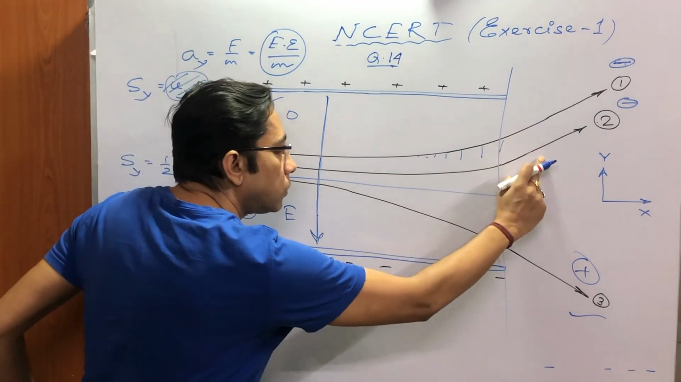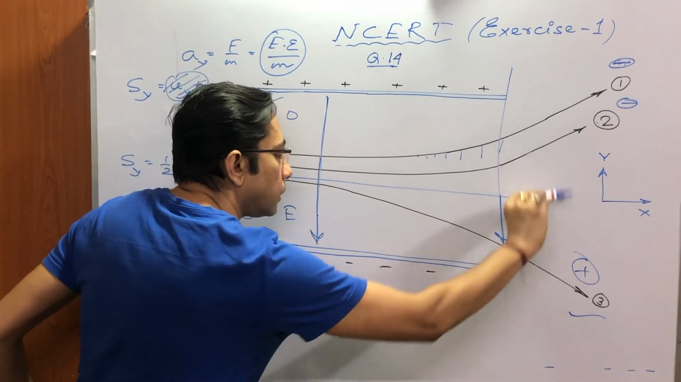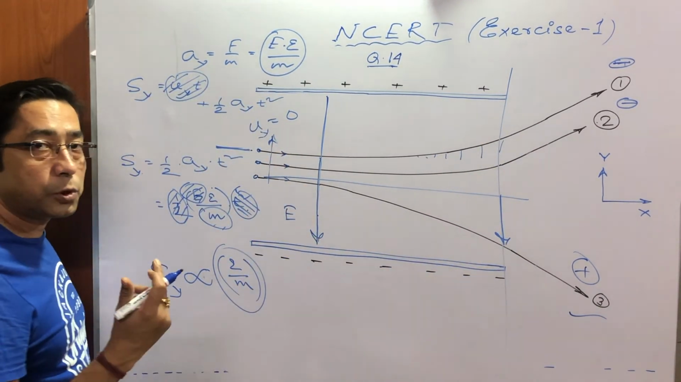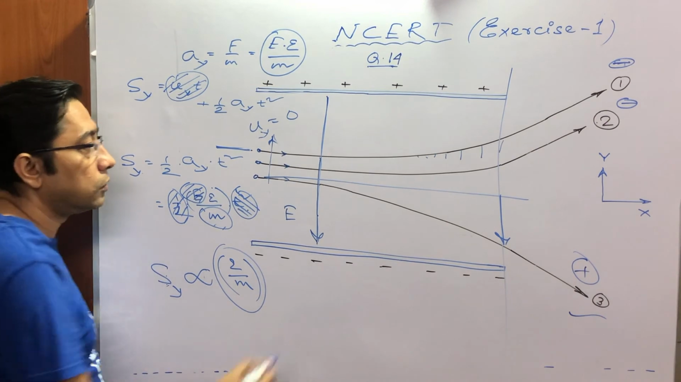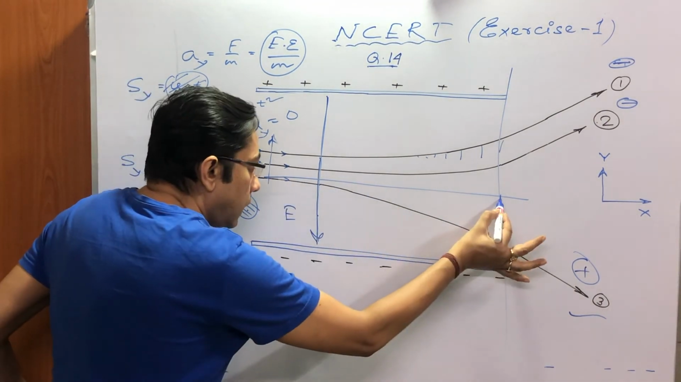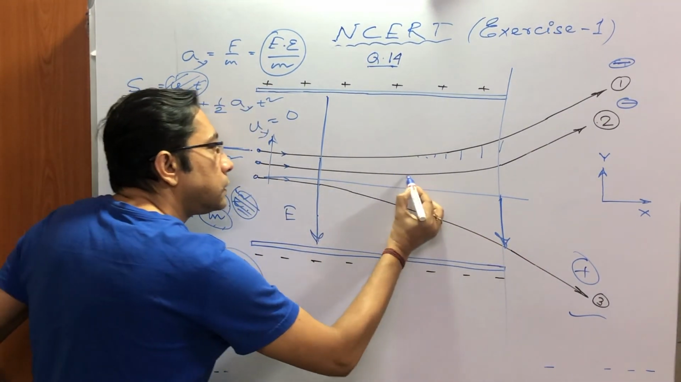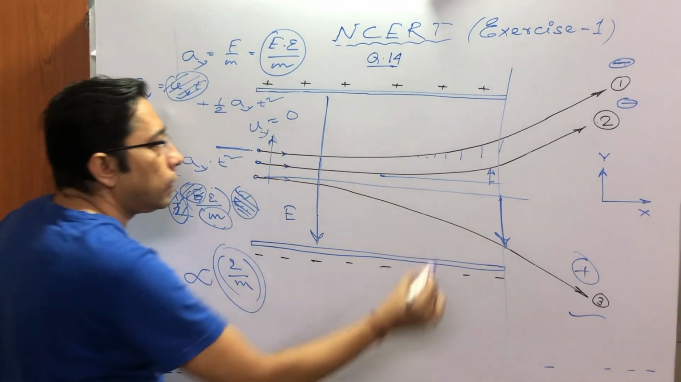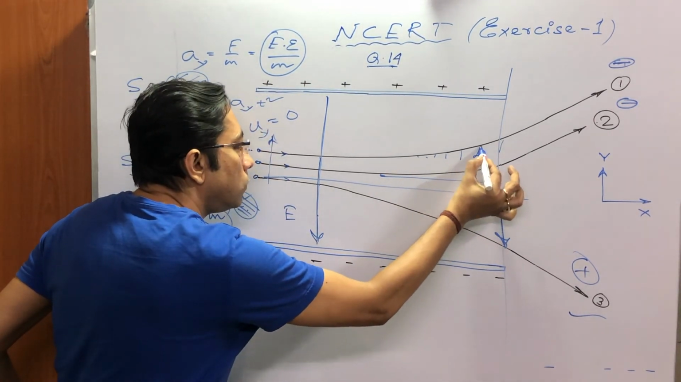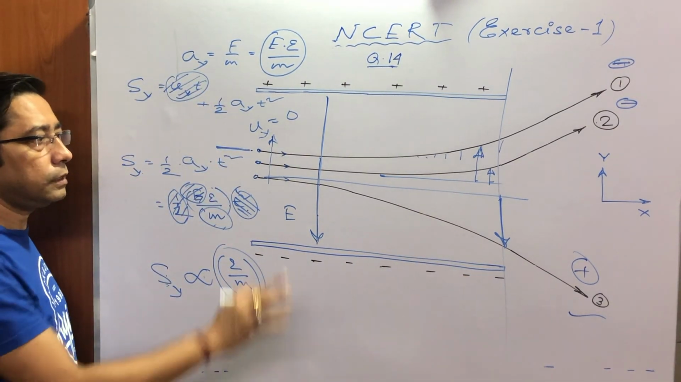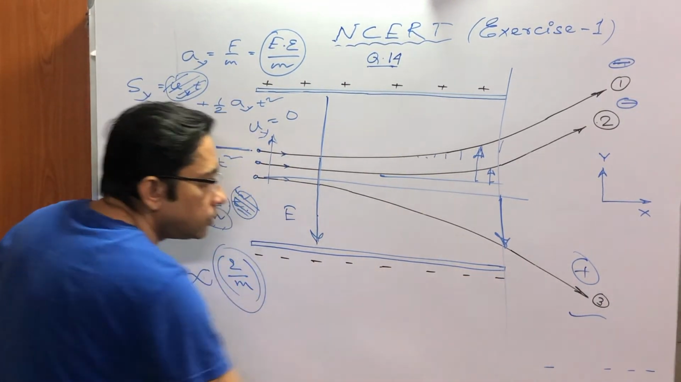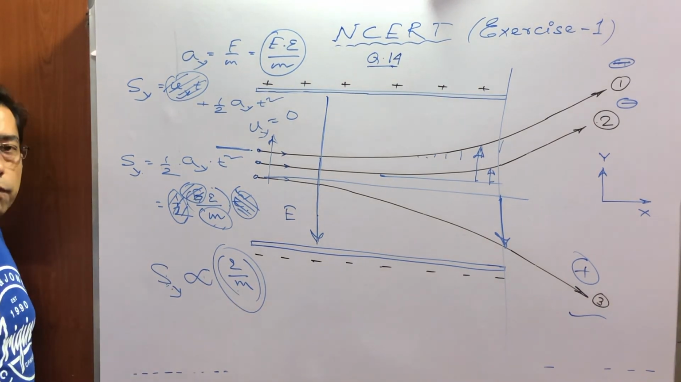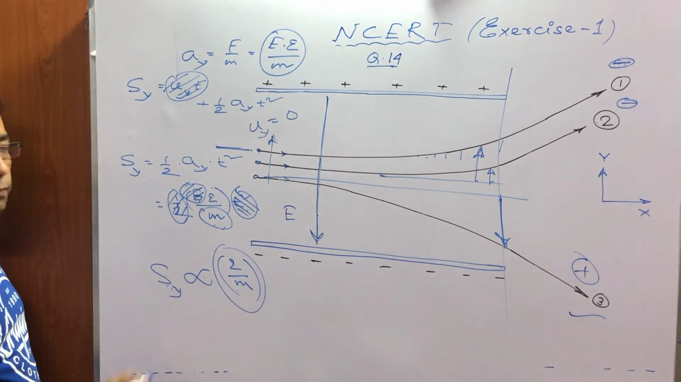Notice one thing, out of the plate, all the charged particles are moving along straight lines. But inside the plate, the motion is parabolic, I told you once. Anyway, so this has got maximum SY, this has got minimum SY, and this has got moderate value of SY. So maximum SY, that is deflection, is for third charge. So third charge should have maximum value of Q to M, that is Q by M. That is the answer.